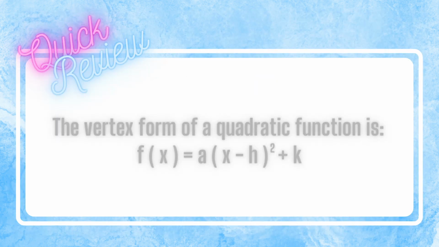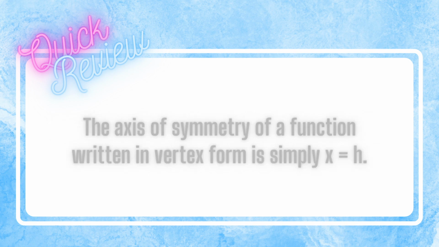As a review, the vertex form of a quadratic function is f of x equals a times x minus h quantity squared plus k. And the axis of symmetry of a function written in vertex form is simply x equals h.